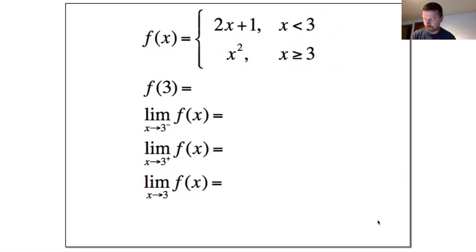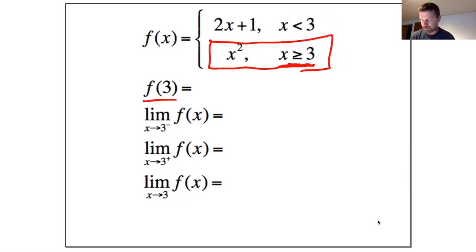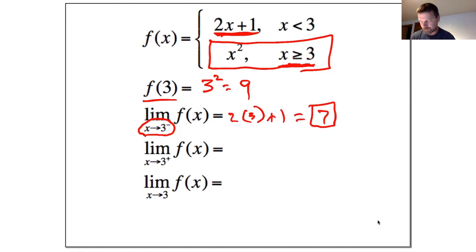So let's do each of these ones. F of 3 means you plug 3 in. Well, 3 is greater than or equal to 3, so I'm going to use this equation. If I plug 3 into there, 3 squared is equal to 9. So f of 3 is just 9. Now let's talk about limits. Limit as I approach from the left side. Well, from the left side, that's before I was equal to 3, so I'm going to use this equation. If I plug a 3 into that, which is fine, it's a constant, it's 2 times 3 plus 1. That's 6 plus 1, that's 7. So from the left side, I'm going towards 7.